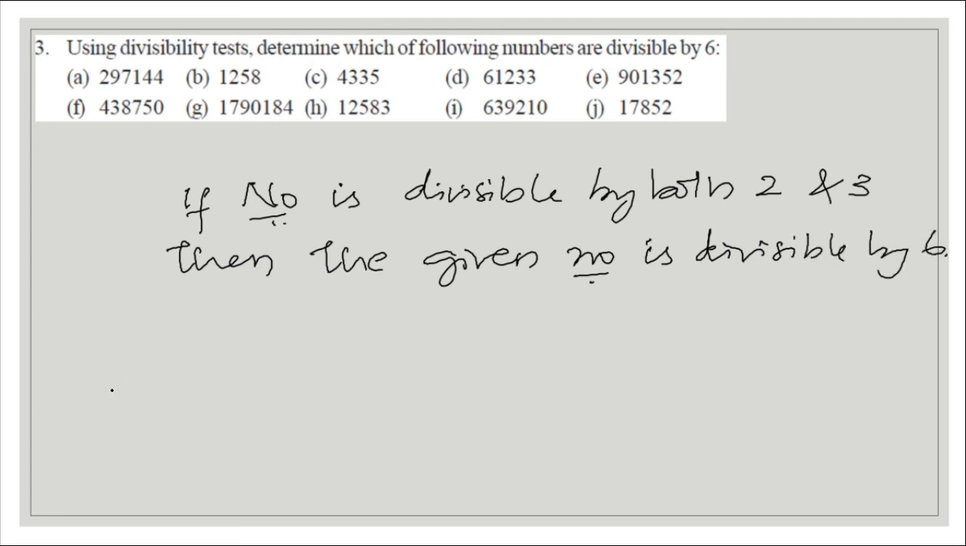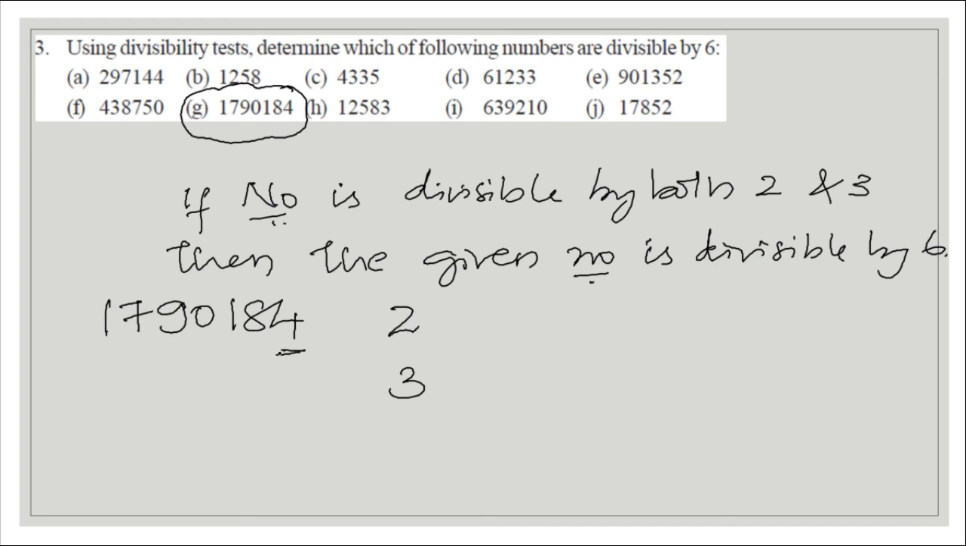Let me give an idea how to solve one of the questions here. If I consider a little larger number, say 1790184, this is a very large number. If you want to check whether this number is divisible by 6, first let me check for 2 and 3. This number is having 4 in the units place or ones place, so it's even, so it is divisible by 2.